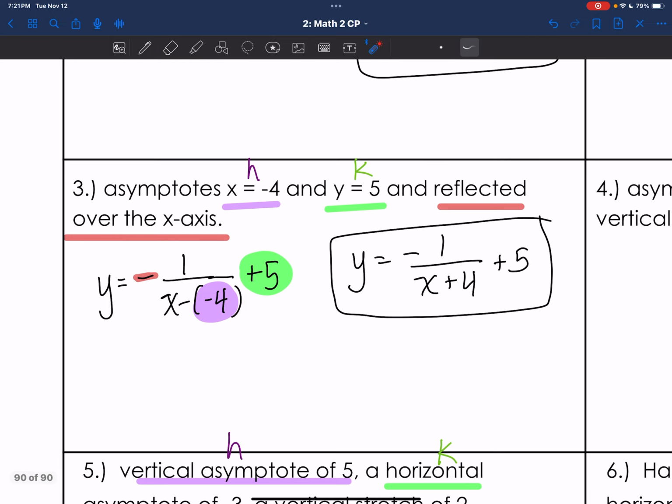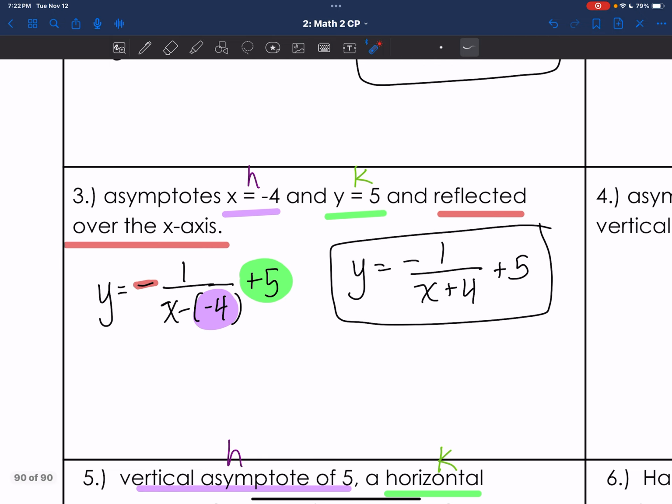Here, the asymptotes are telling you a little bit differently than up here. So here, if the asymptote is x equals 4, that's your h value. So you know that's going to go here. And if it says y equals 5, well, that's your k value. So then that's going to go there. And then, of course, I always simplify.